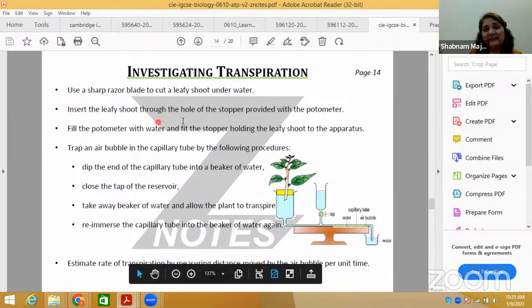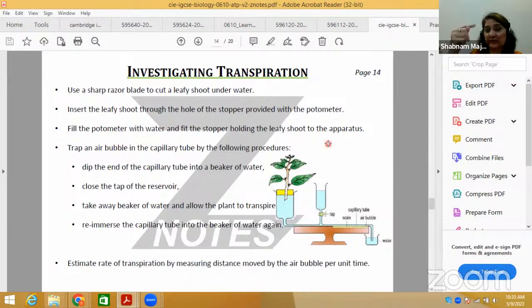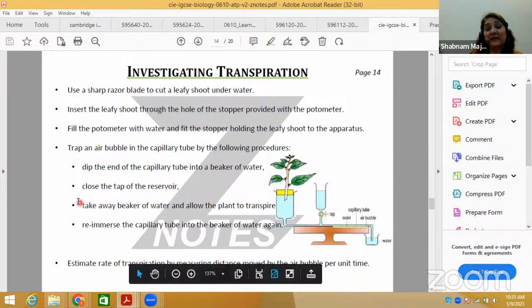Inside the leaf, we shoot the hole, fill the potometer with water and fit the stopper holding the leaf shoot to the apparatus. Trap an air bubble in the capillary tube by the following procedure. Dip the end of the capillary tube into a beaker of water. As I said, the cut end. Close the tap of the reservoir. This is a tap, you can open and close accordingly. Take away the beaker of water and allow the plant to transpire.